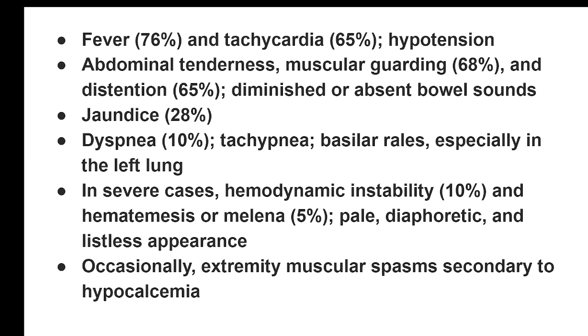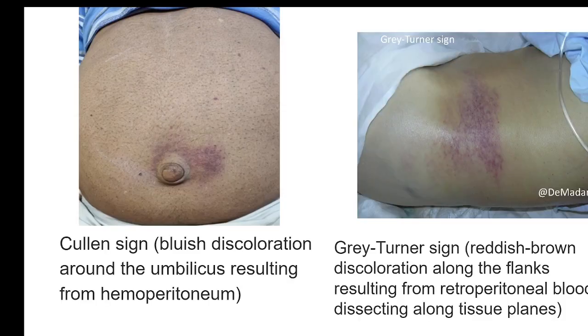Extreme muscular spasms may occur due to hypocalcemia. It is rare, but severe muscle spasm secondary to hypocalcemia can occur in some cases. The other typical standard clinical signs mentioned in the textbooks: one is the Cullen sign, which is a bluish discoloration around the umbilicus due to hemoperitoneum. Bleeding into the peritoneum produces a bluish discoloration around the umbilicus, which is called the Cullen sign.